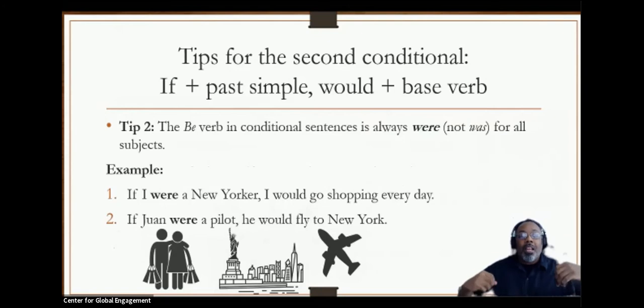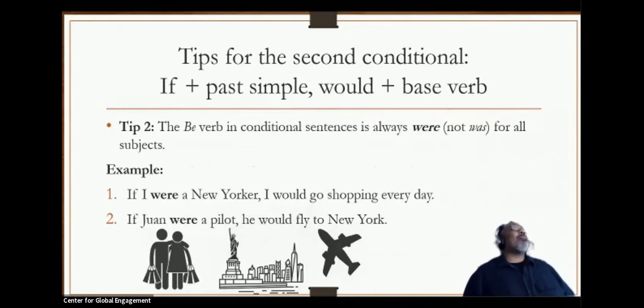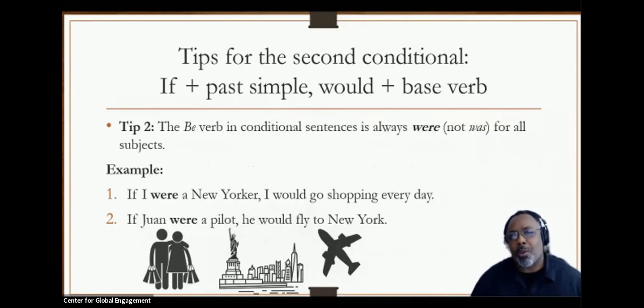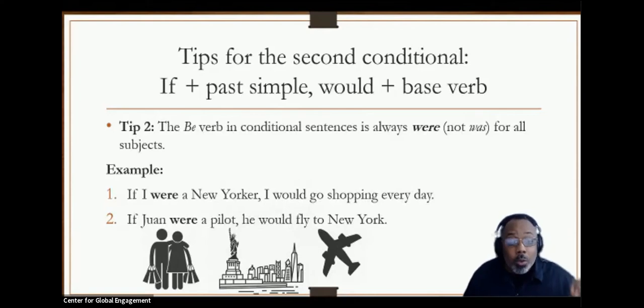So the be verb in the conditional sentence is always were. Now, this is amazing, and it blows a lot of people's minds because we've all known about how to use the different be verb with the different subjects, right? But not this time. The be verb in conditional sentences is always were, not was, for all subjects. It's easier to say it this way because it's better for grammar. Okay, so here's some examples, right? If I were a New Yorker, I would go shopping every day.